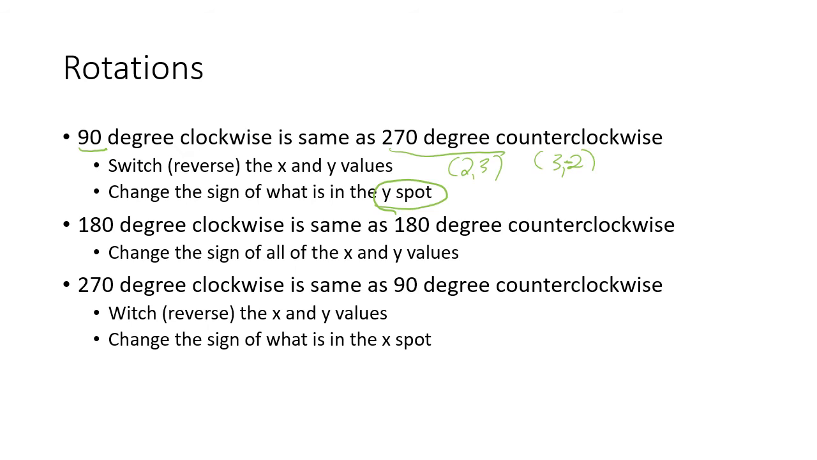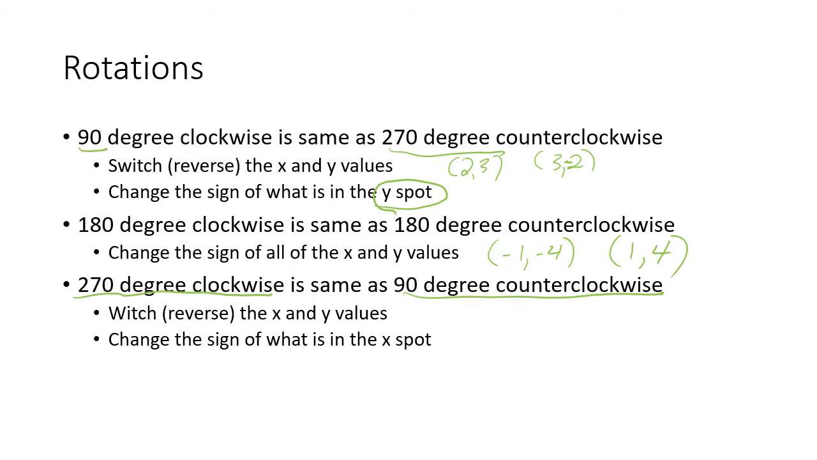A 180-degree clockwise. All you have to do is change the signs of everything. So if you are at -1, -4, change it to +1, +4, and you'll have a 180. Now, the 270-degree clockwise is the same as 90-degree clockwise. We're working with the same values, so the directions are similar with one little change.